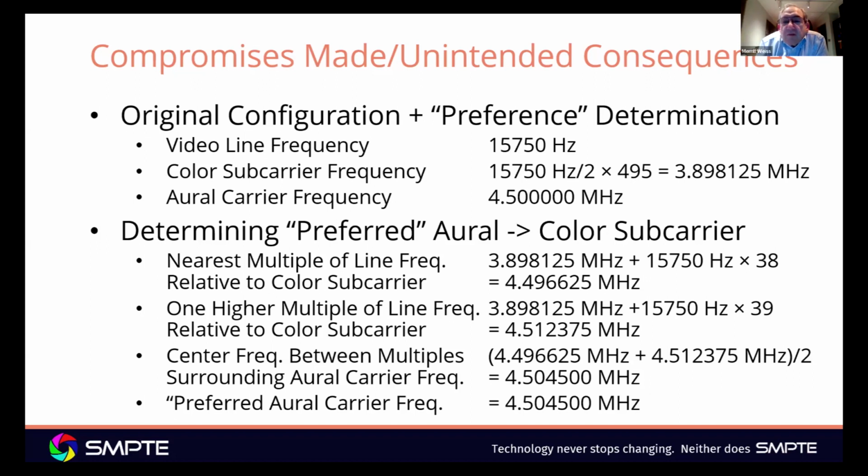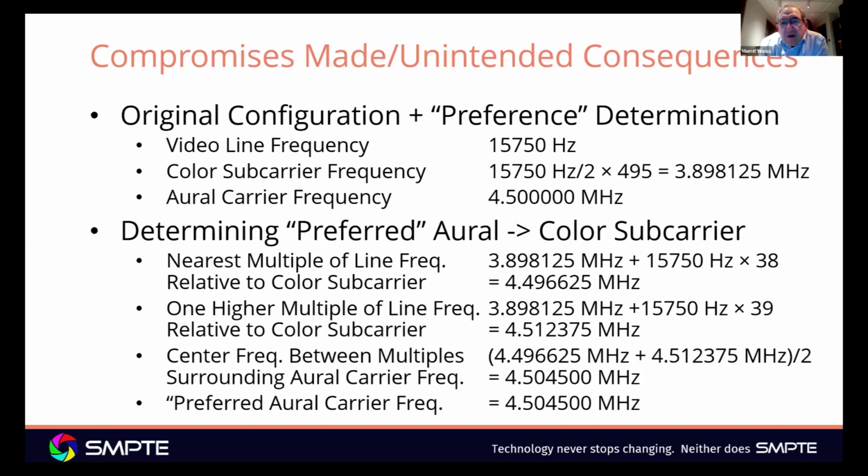And the color subcarrier frequency that they developed was by using a multiple of half the line rate. And that multiple of half the line rate was intended to put the signal where they wanted it relative to the aural carrier, so that they could properly filter out the color signal and decode it without disturbing the aural, and vice versa. They could get the aural out without interference from the color. We'll talk a bit more about that in a bit, but that was the intention.